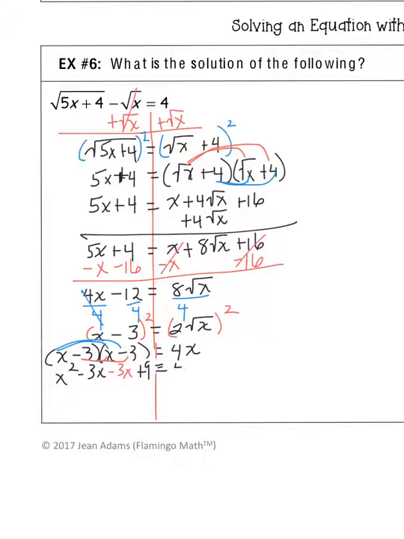And then equals 4x. Now because I have an x squared and it's not going to go away, I need to move this 4x over here so I can set one side equal to 0, and then I'm going to have to factor this. Yay!